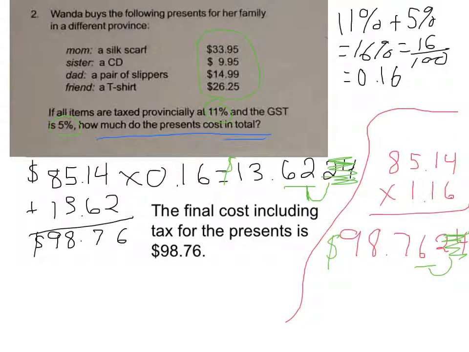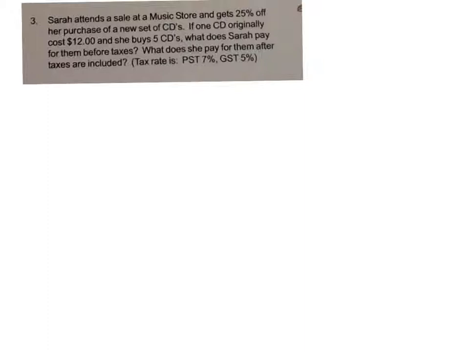Okay, on to the last question. Okay, now the third question. Sarah attends a music sale at a music store and gets 25% off her purchases of a new set of CDs. If one CD originally cost $12 and she buys 5 CDs, what does Sarah pay for them before taxes? There's our first question. And what does she pay after taxes? So I've got 2 questions here. And then I've got the provincial tax rate of 7 and 5, which we'll add together and we'll get a 12% tax rate.